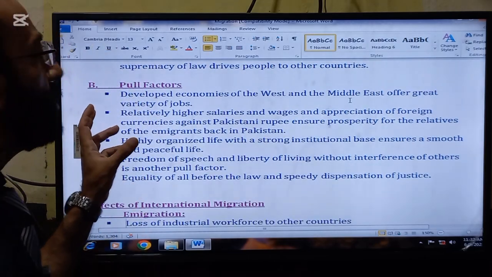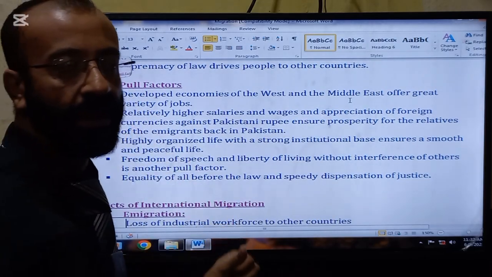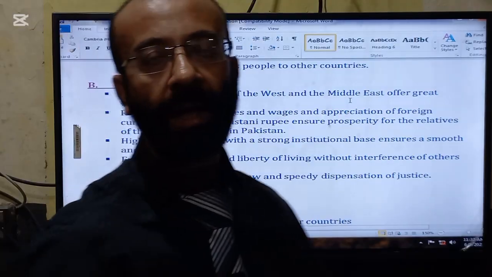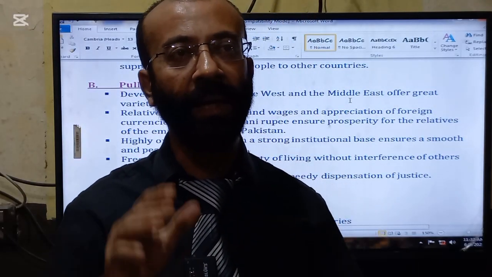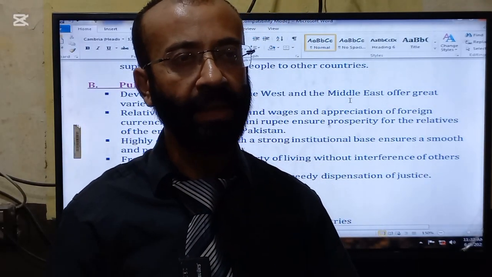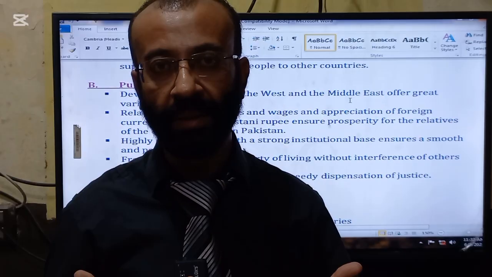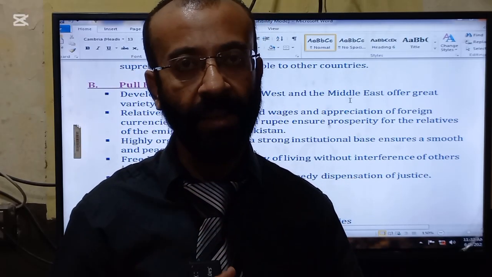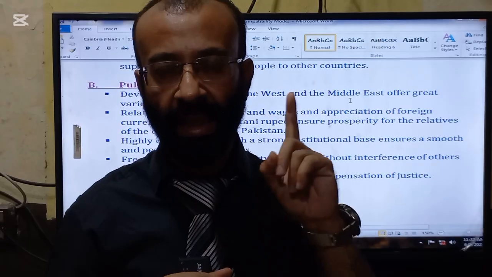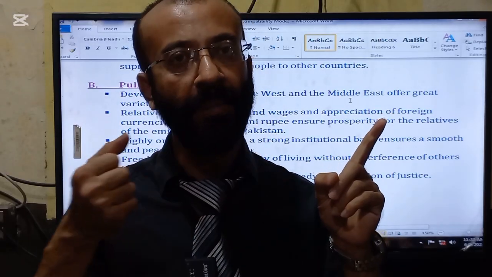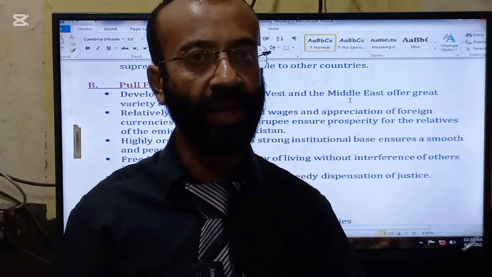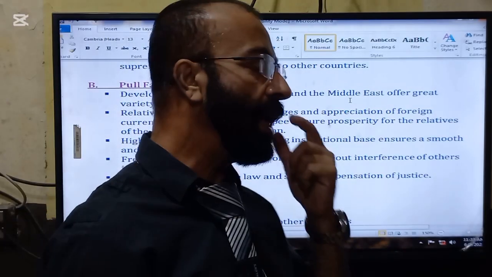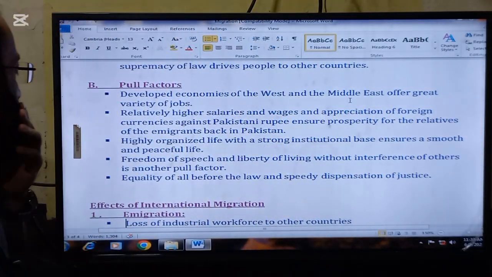Now we are going to discuss the pull factors. Pull factors are actually the things which are in richer countries. These are actually attractions. So what are the attractions there that people are looking at? And these attractions are actually attracting the people from poorer countries like Pakistan. So now we are going to discuss these attractions.